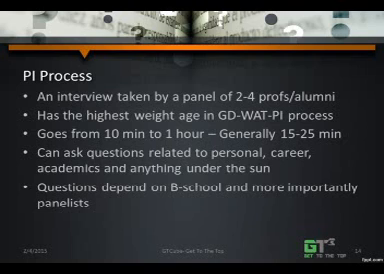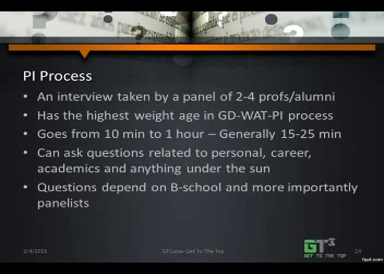So generally it would be less than 30 minutes, maybe 15 to 25. You need to have that patience and handle the stress for that amount of time. The interviewers could ask questions related to personal, career, academics, and anything under the sun. I will justify this once we move ahead to the possible PI questions.